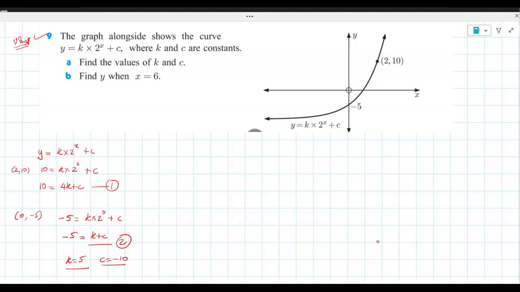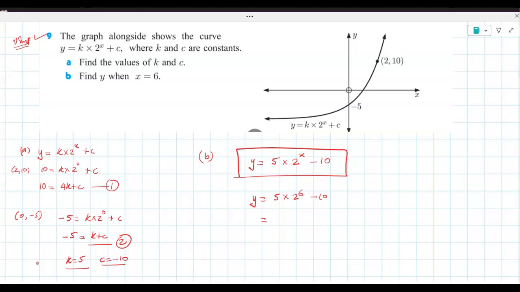So find the values of k and c. Part B. You can use any points. Let me do this. So 10 equals to... So therefore, what does my equation become? Y is equal to 5 into 2 raised to x minus 10. Then you substitute 6 for x. So y is equal to 5 into 2 raised to 6, minus 10.